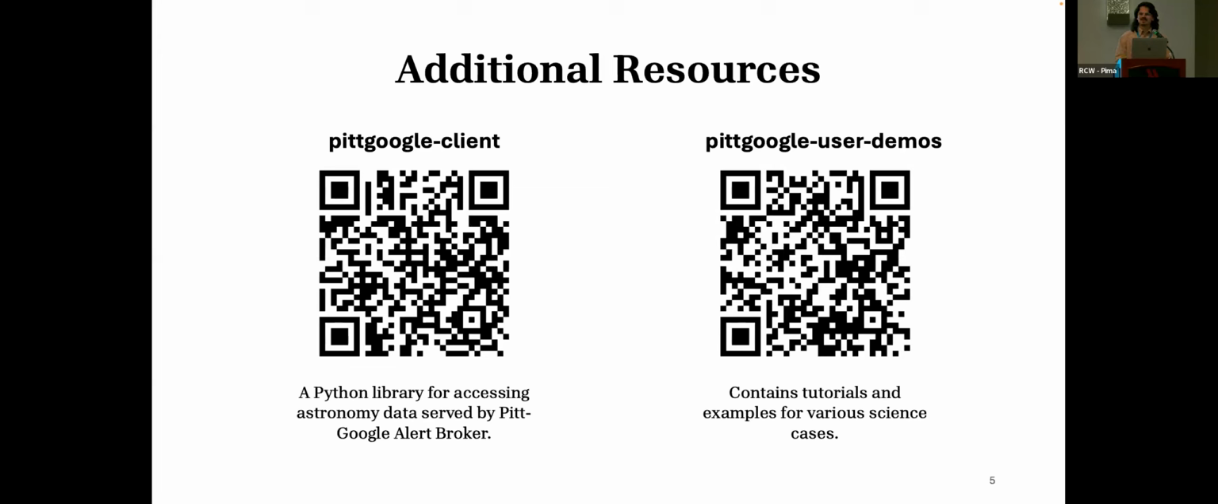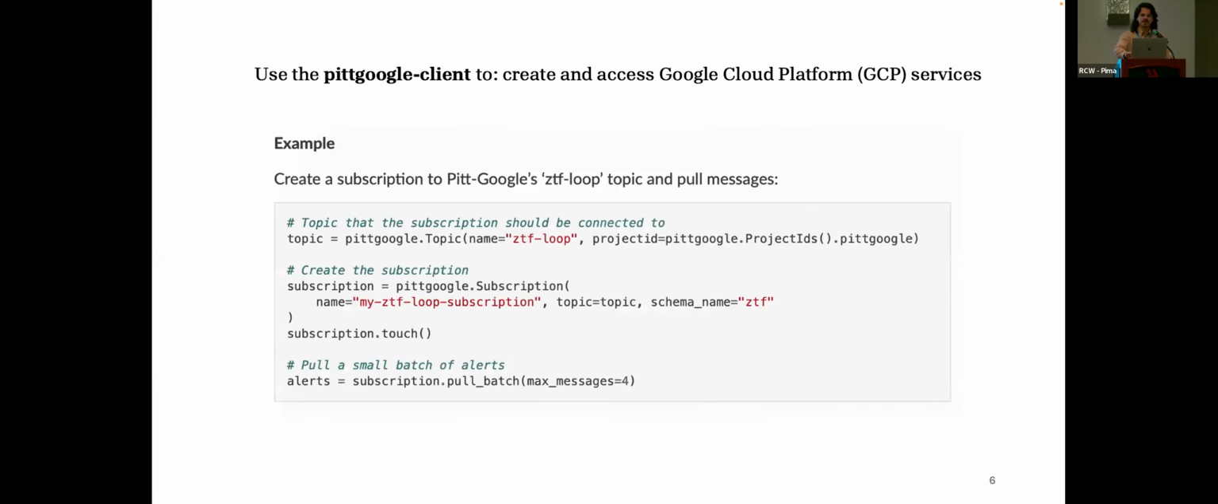So I don't have enough time to show you everything that I would like to share with you. So I've added these QR codes to help out with that process. I have been working on the Pitt Google client, which is a Python library that we maintain to access, this can be used to access astronomy data that we serve, as well as the GitHub repo Pitt Google user demos that outlines some concrete examples of how one could even containerize their own code, deploy that container to the cloud and run their own analysis using one of the topics as a trigger.